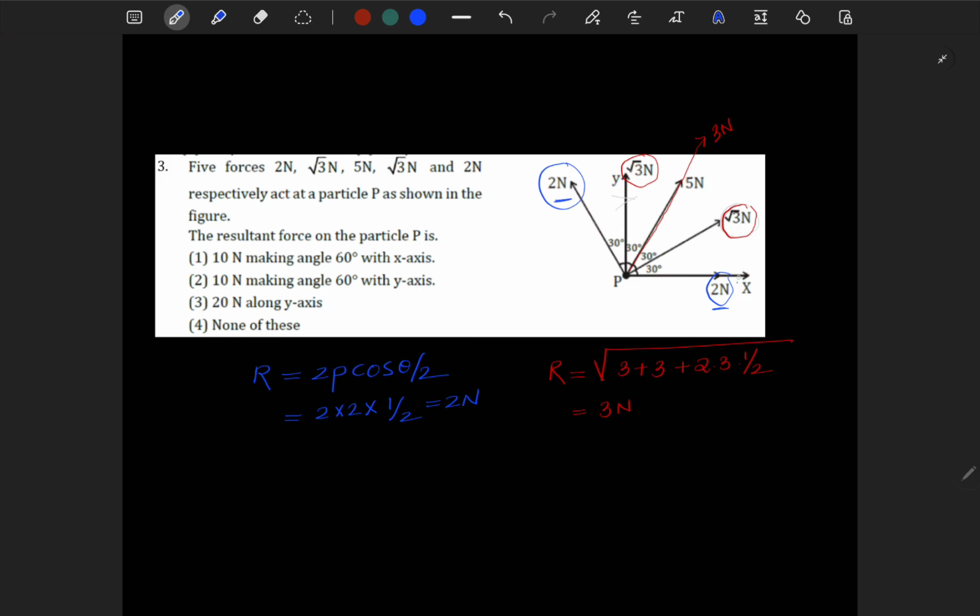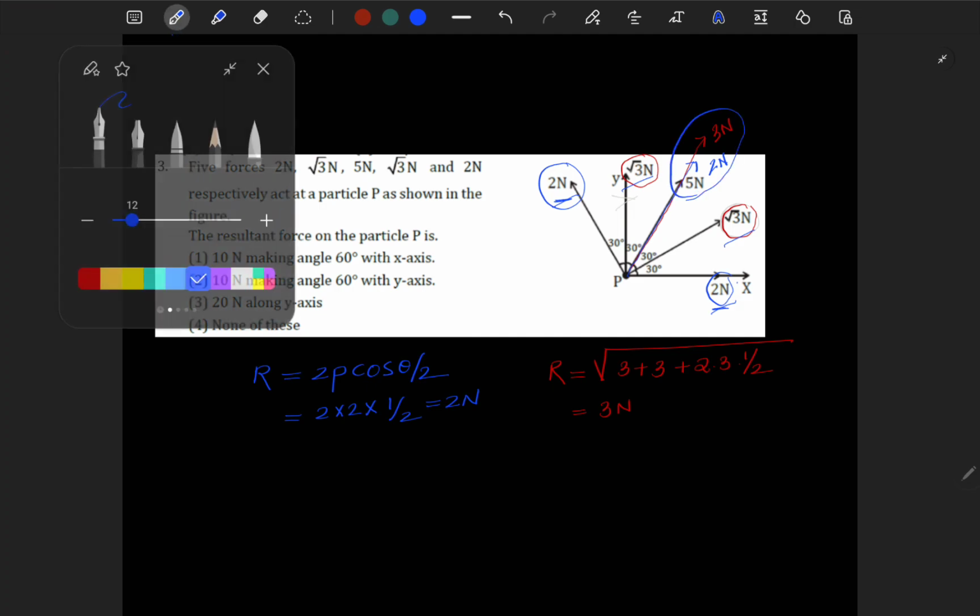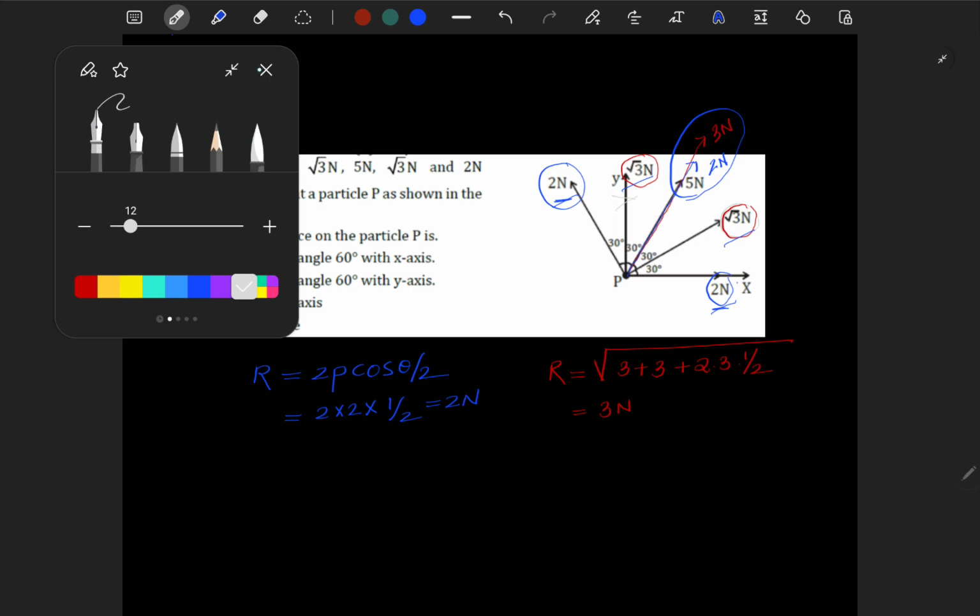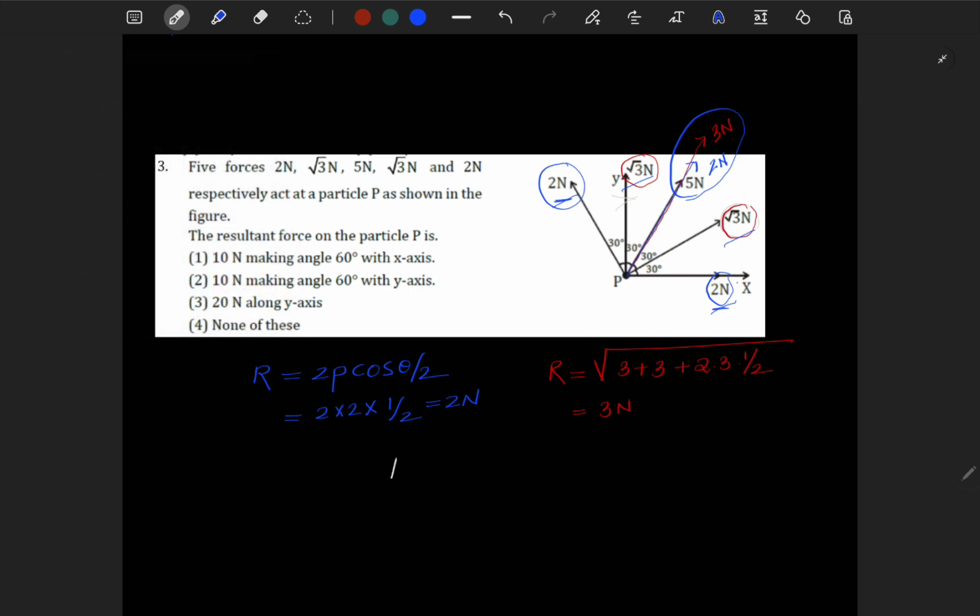So the resultant of 2 Newton and 2 Newton is again 2 Newton, which is inclined exactly at half of that angle, which is 60 degrees. So then you have 2 Newton here again, which means now if you eliminate this 2 Newton and 2 Newton as well as root 3 and root 3, you're left with 3 forces which are in the same direction. So I can write the resultant of all those forces as 5 plus 3 plus 2, which is 10 Newton. So the answer is 10 Newton.